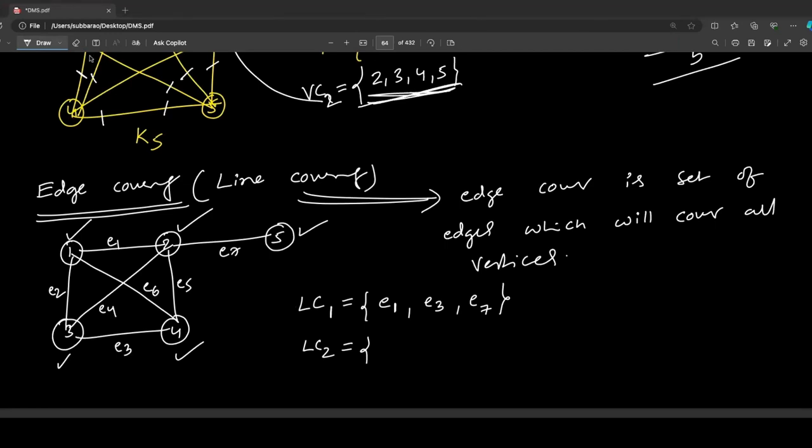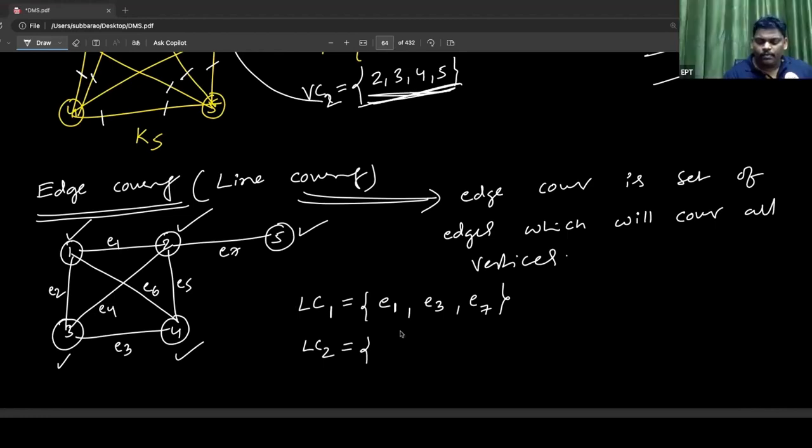So our goal is to cover all vertices with the minimum number of edges. If you take more edges to cover all vertices, what is so great? Take fewer edges so that many vertices are covered.